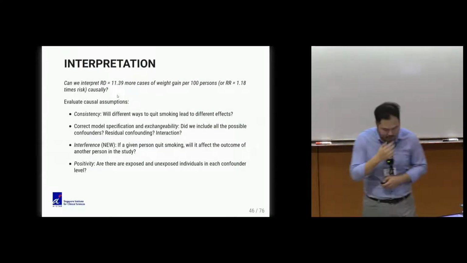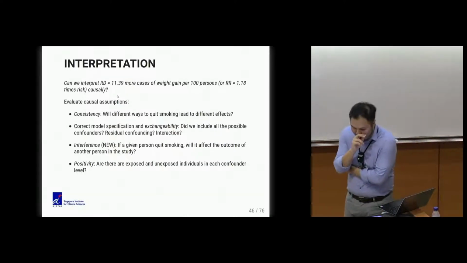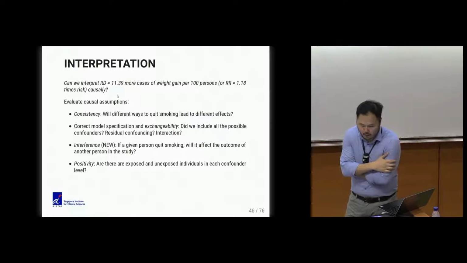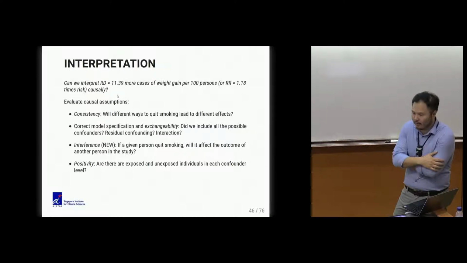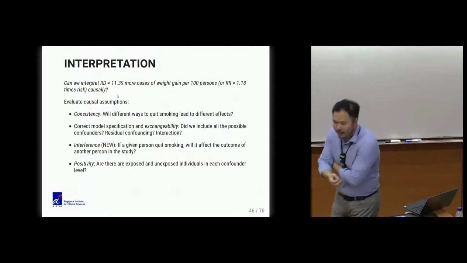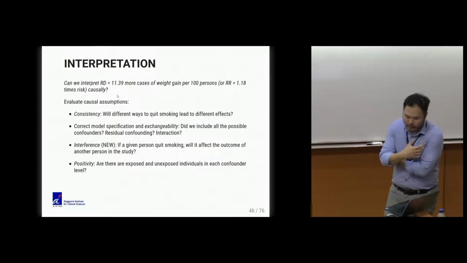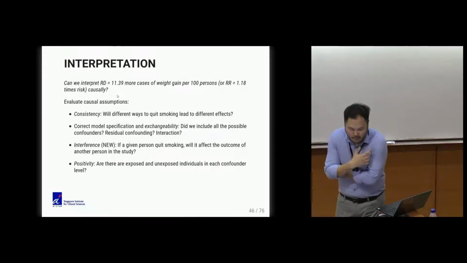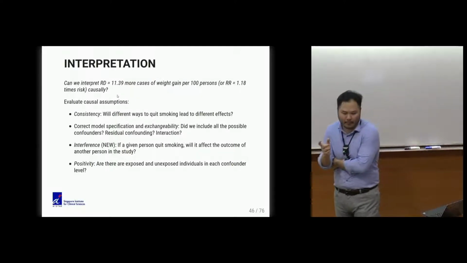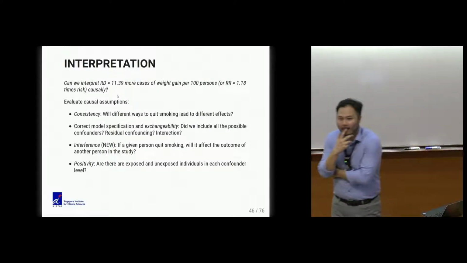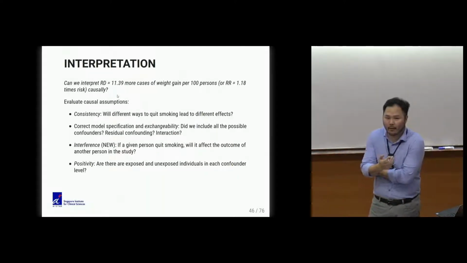All right, so we have these two numbers. So then can we interpret this as a causal effect of quitting smoking on risk of weight gain? This is basically where the justification from prior knowledge and from our knowledge of the causal structures makes sense to evaluate whether or not it makes sense. So a consistency question. Will different ways of quitting smoking, which is what we actually observe, lead to different effects on probability of weight gain? This is a judgment call.